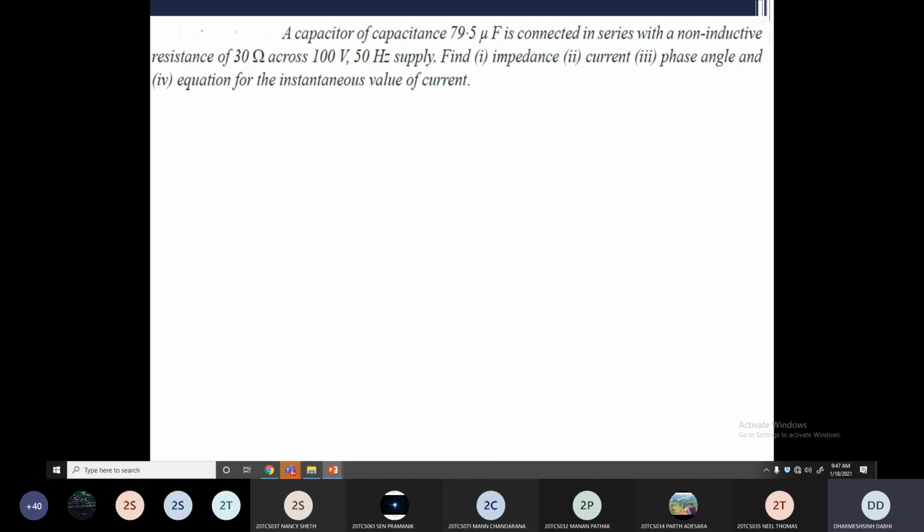What is XC? First you need to calculate XC, which is 1 upon 2 pi F into C. What is the value of XC? Have you calculated? Yes, it is 40 ohm. XC, capacitive reactance, is 40 ohm. Now calculate Z, the square root of R square plus XC square. The answer is 50 ohm.